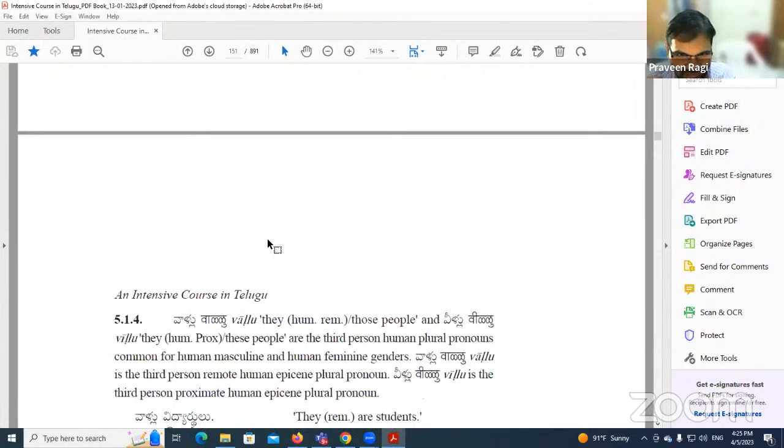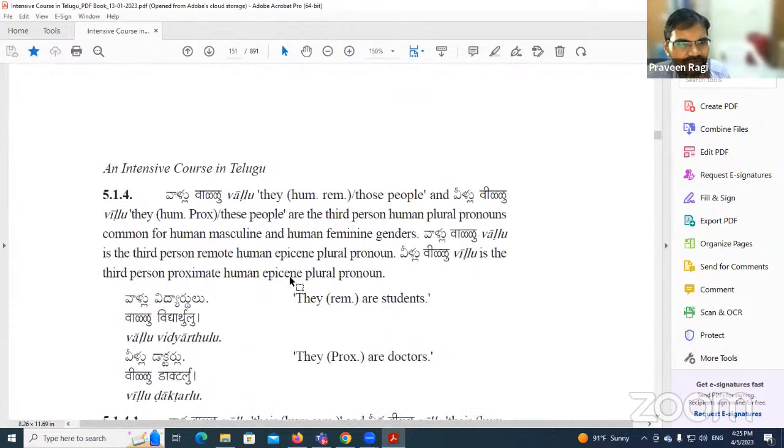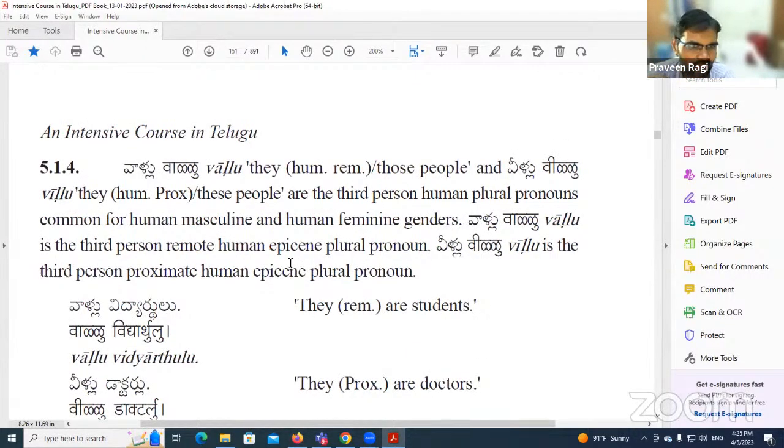So in the last session, I think we completed up to this page. So let's continue from here. So here we have some grammar notes. Okay. So we are discussing about this Wallu.